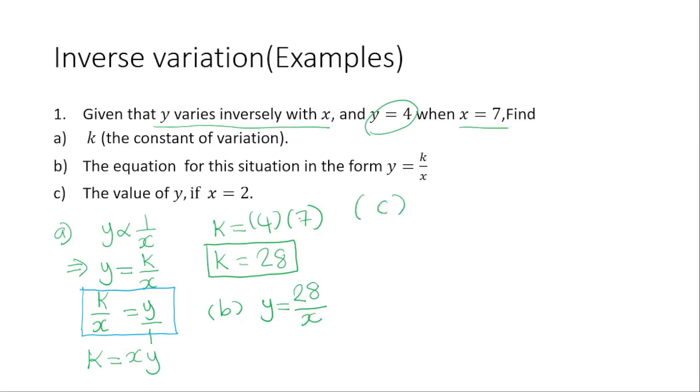Part C, the value of y if x is equal to 2. So we get the equation for this situation and just do a simple substitution. Where there is an x, we're going to substitute it with a 2. And therefore, our y will be equal to 14.